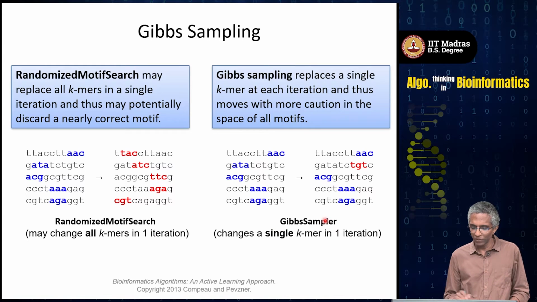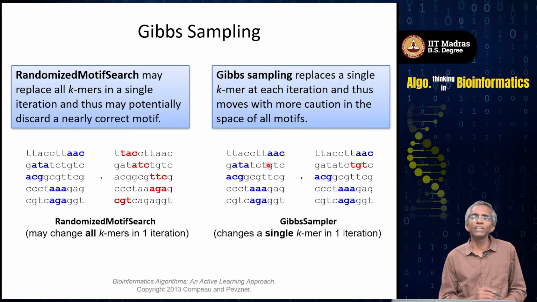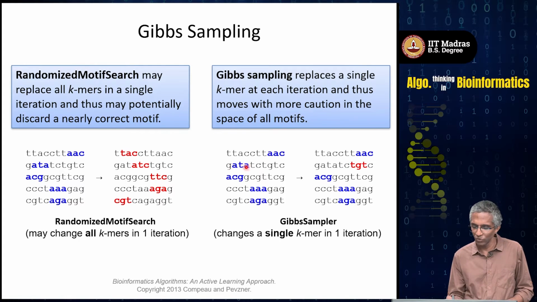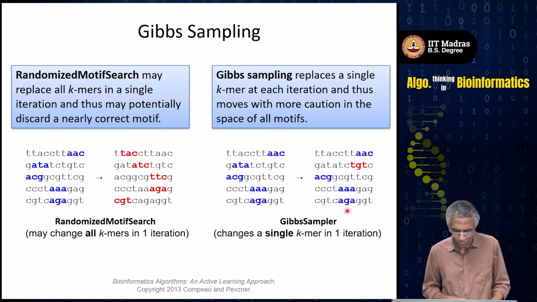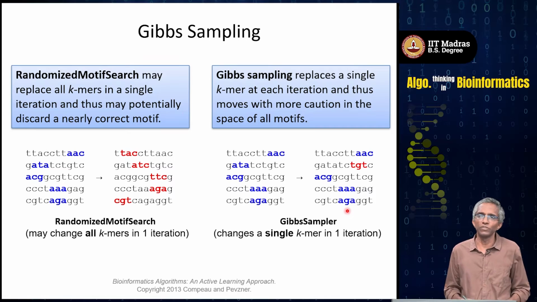But what Gibbs sampler does is that it chooses a random sequence. In this particular case, the second sequence, it will freeze all the others, and in one step of the algorithm, it will only change that sequence's k-mer. So, this ATA has a certain probability of being generated by the current profile, but then you will look at all the other k-mers also, and then this red TGT has, let us say, the highest probability of being generated by the current profile. Then it will switch this ATA k-mer to TGT, but all the others continue to be the same, in the same blue locations. And that is the main difference between randomized motif search and Gibbs sampler.